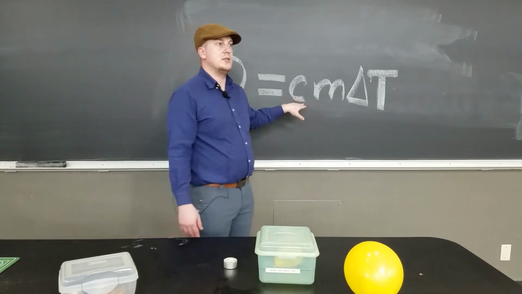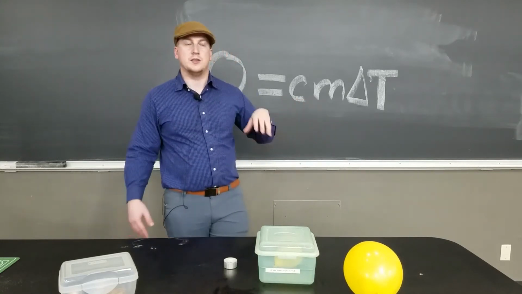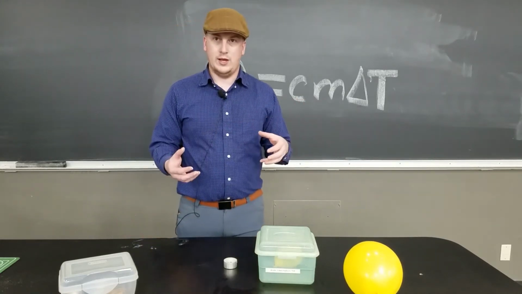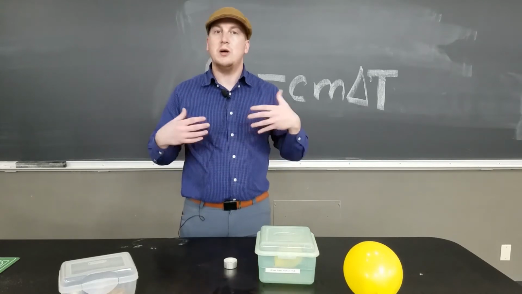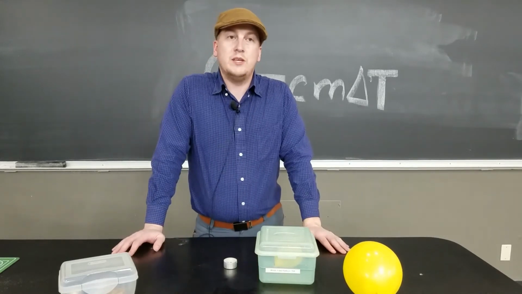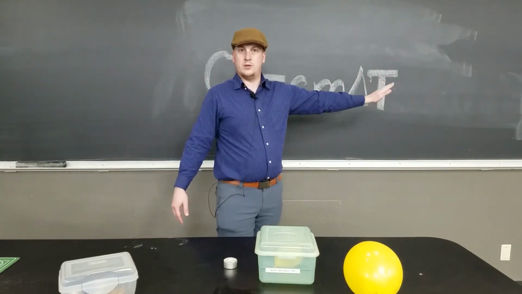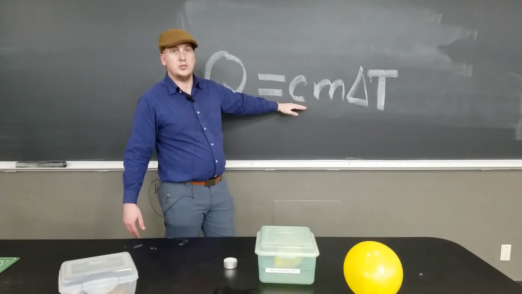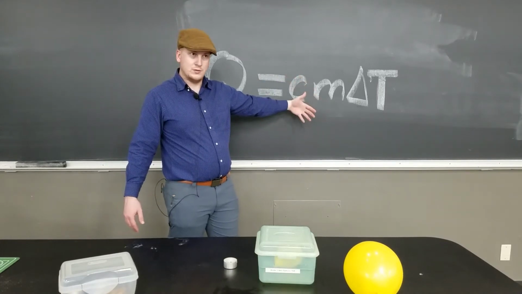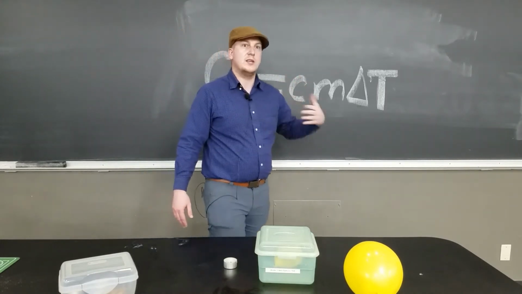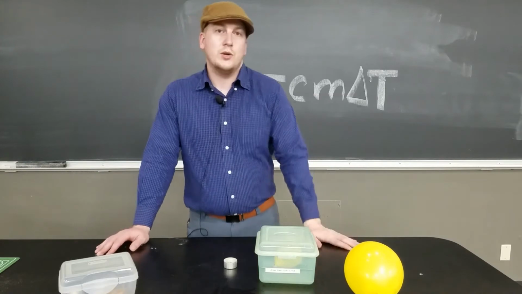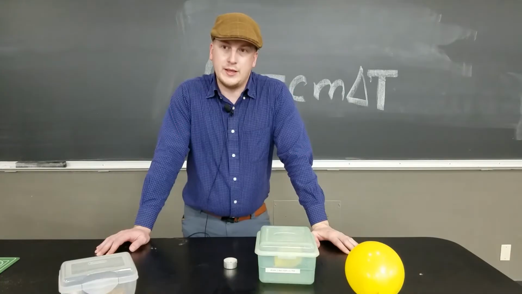All this does is act as a proportionality constant that describes how much energy is going to be needed to take an object from one temperature to another. So a high specific heat means you have to have more energy. Low specific heat means less energy. So how do we see that in everyday life?